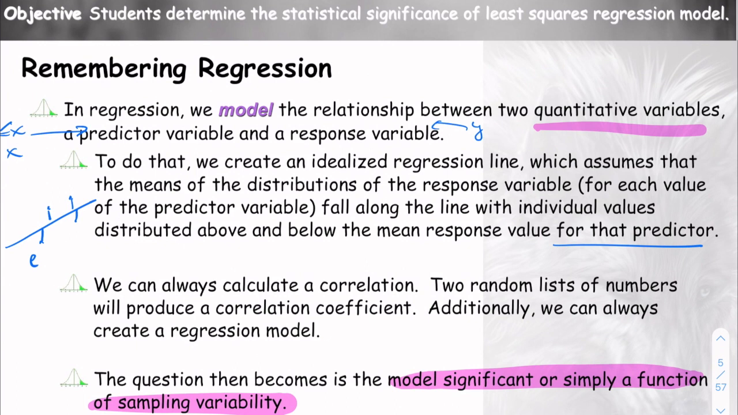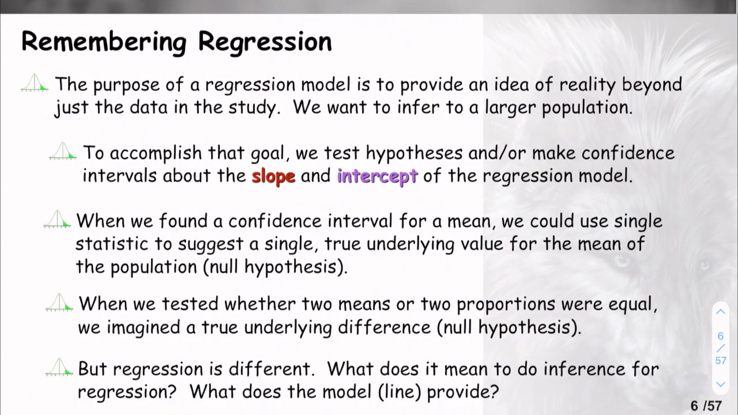Is the data that we collected able to be extrapolated to our population, or could this just be happenstance with our sample and not representative of the entire population? So the purpose of a regression model is to provide an idea of reality beyond just the data in our study. We want to be able to infer to this larger population. And so to accomplish that goal, these might sound familiar, we test hypotheses and make confidence intervals about the slope and intercept of our regression model.